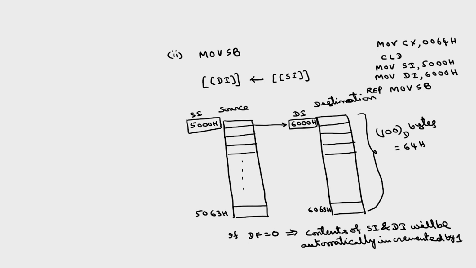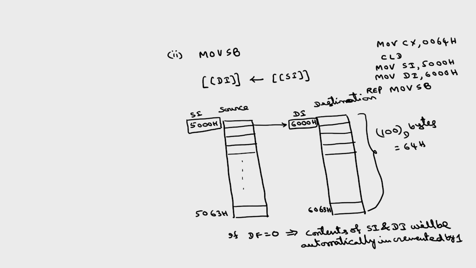So, the requirements are: we have to take the number of bytes to be transferred into the CX register, then clear the direction flag if you want to transfer the bytes from bottom to top. This is the lower address, this is the higher address. Similarly, we have to load SI with the starting address of the source and DI with the starting address of the destination. Then we write move string byte, and we write REP, the prefix we use to perform the repeated operation. This is how a string of data can be moved from one location to another.